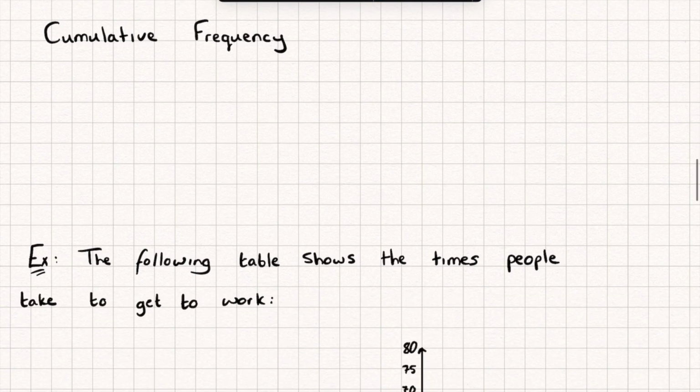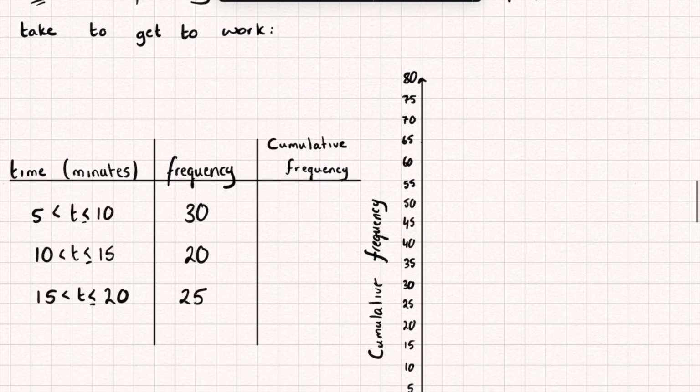So to get an idea of how cumulative frequency graphs work, we're going to take a look at this example. Here we have a table of data and it shows how long it took different people to get to work. You can see there are 30 people who took between 5 and 10 minutes to get to work, and so on for the other two rows.